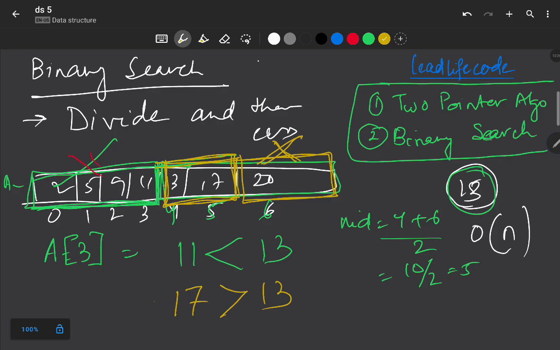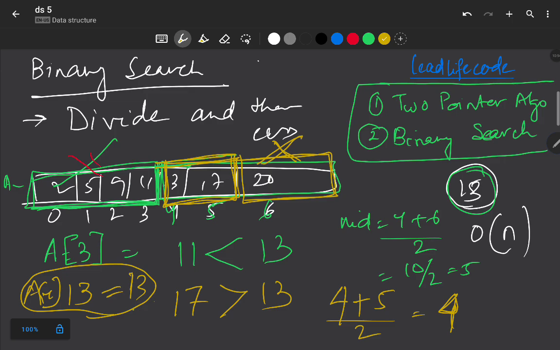So here again what will happen? 4 plus 5 by 2 to calculate the mid. So it is coming to 4, because when you are dividing, if it is coming to an odd number, we always take the whole integer number. The decimal is not considered. So 4. So now you will again check A of 4, that is 13. Now it found equal to 13. So basically what you did, you were able to get the number by checking only 3 times.